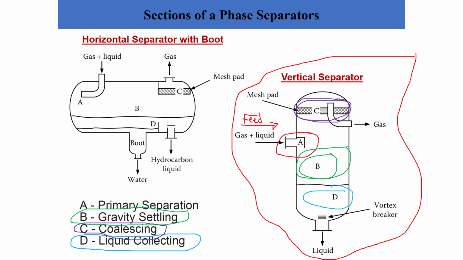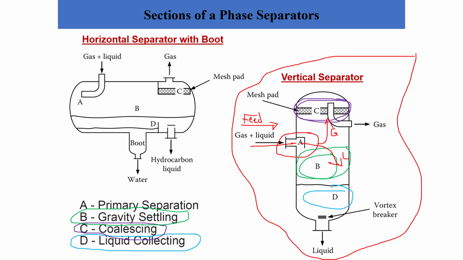And this is the main target of the inlet baffle, that I'm going to just draw right now in red, let me put it this way: the gas, when it enters, will hit the baffle, and as a result the liquid will go down and the gas will start to go up. So this is the main duty of the inlet baffle, or the primary separation. So you have the primary separation, you have the gravity settling, you have the coalescence or the demister, and you have the liquid collecting.